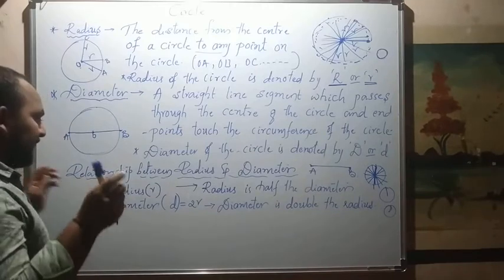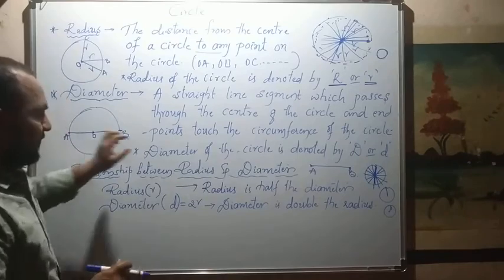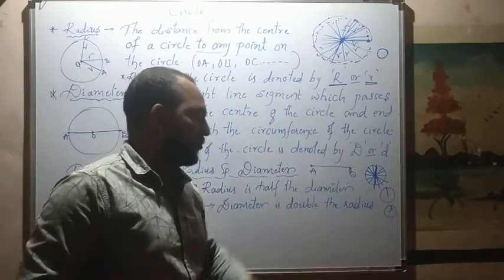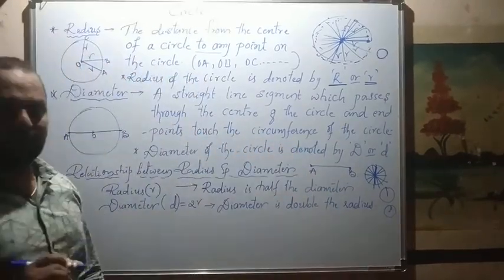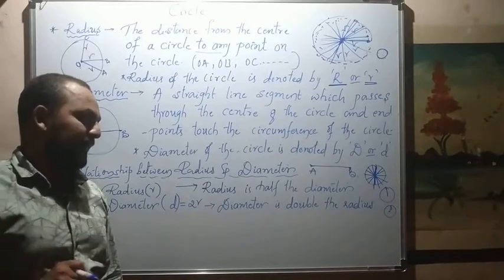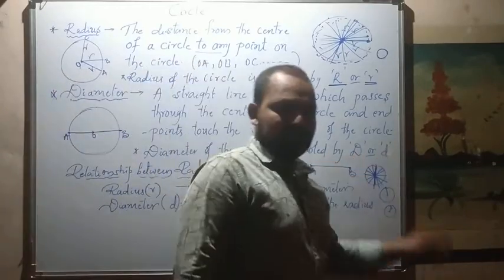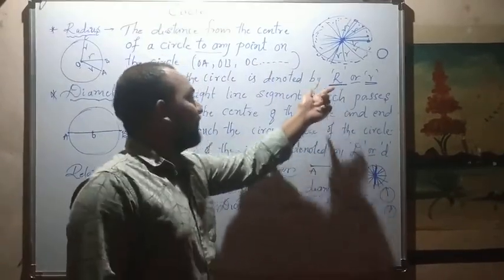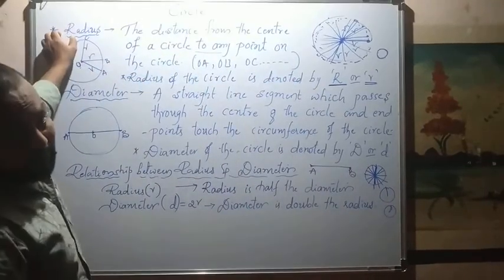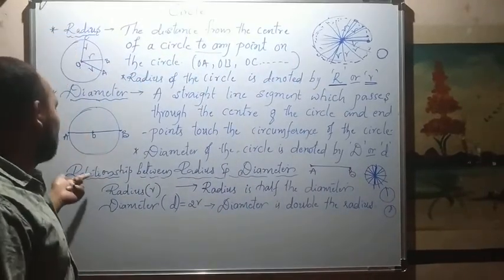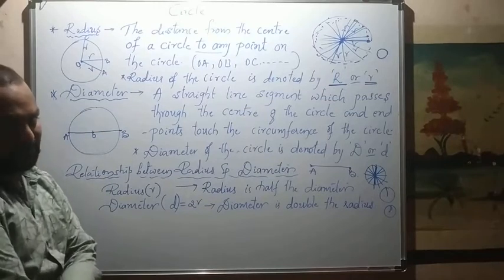Okay, then the next, the diameter of the circle is denoted by capital D or small d. The radius is denoted by capital R or small r.